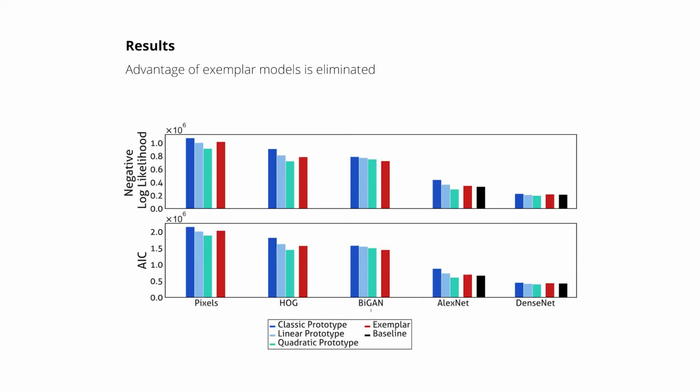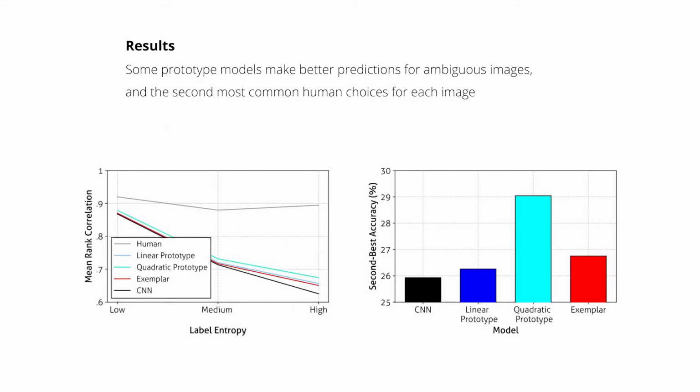Looking at the results, we can see that supervised CNN representations, the two sets of bars on the right, fit the human data best, with lower negative log likelihood, which assesses absolute fit, and lower AIC, which takes model complexity into account. More importantly, the often observed advantage of exemplar models is no longer seen in this context. In fact, some prototype models make better predictions of people, either when the image is ambiguous, or when looking at predictions of the second most common label assigned by people, and not just the most obvious one.